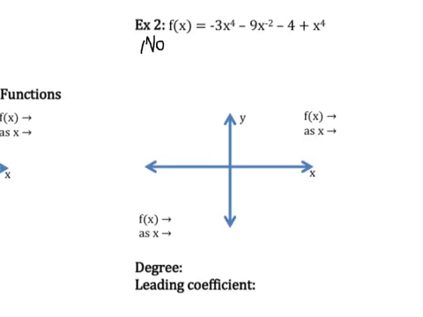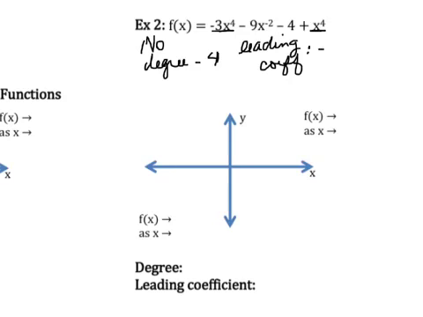However, it does have a degree because it does have a largest exponent, and the degree is 4. And the leading coefficient here is deceptive because I have two terms with a power of 4. So I'm going to actually combine these two like terms, which gives me a leading coefficient of -2.